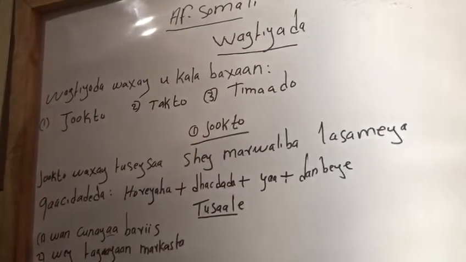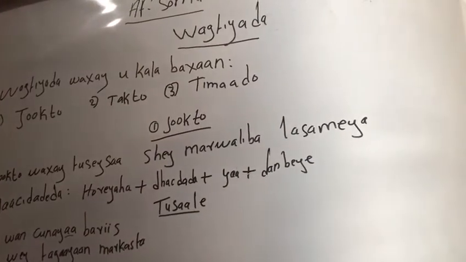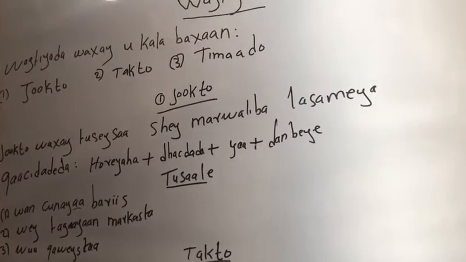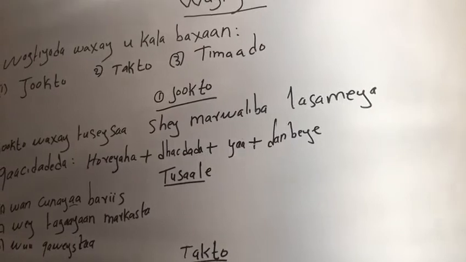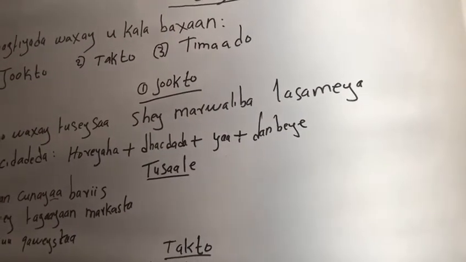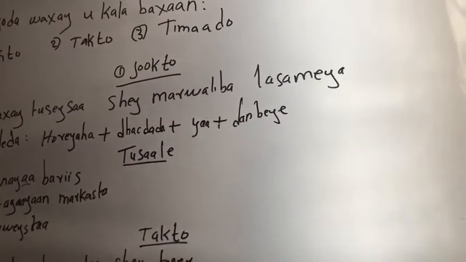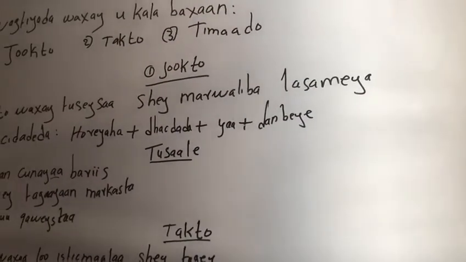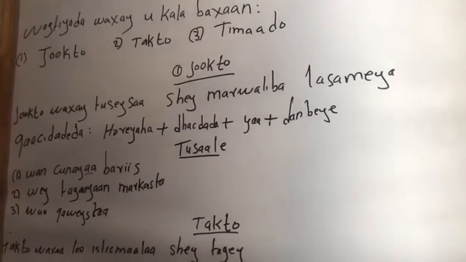Tensiga waqtiyada waxay u kala baxaan. The tenses are classified into three main: joogto, which is the simple present; tagto, which is the past; timaado, which is the future. Ka bilowno, joogto, which is the present.